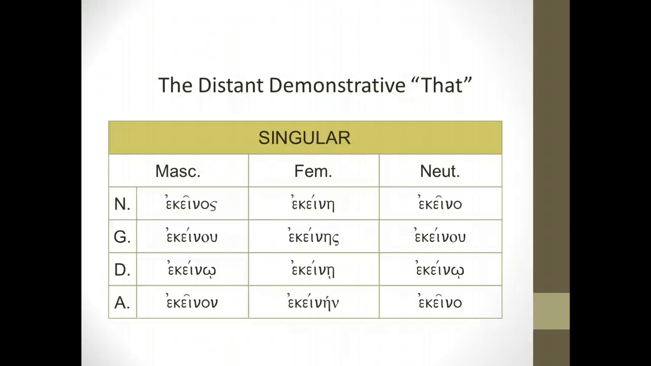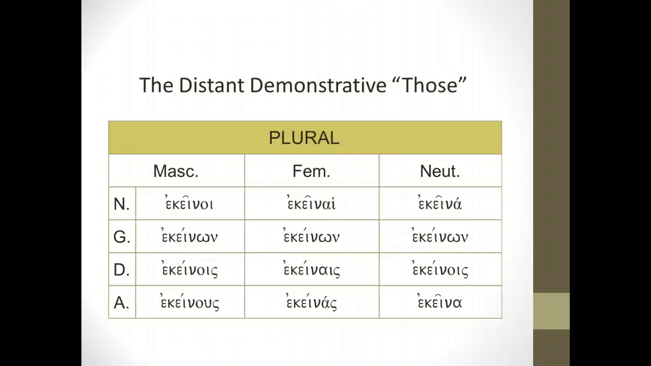Let's take a look at the plural. Here is how you say those. Ekeinoi, ekeinai, ekeina, ekeinōn in the genitive, in the dative, ekeinois, ekeinais, ekeinois, and then in the accusative, ekeinous, ekeinas, ekeina. So the good news is, once again, you know all these endings. It's just a matter of making an adjustment to say those.